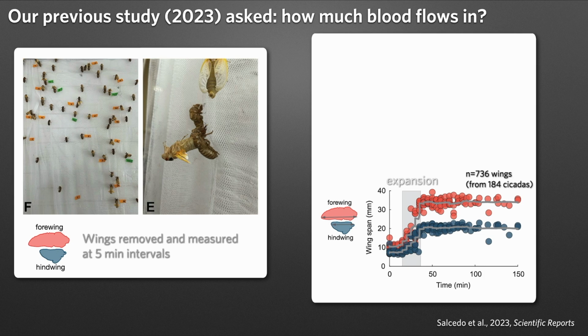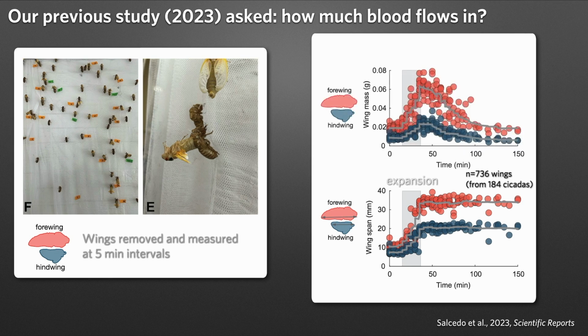Okay, so all these points that you see here, these 736 wings from 184 cicadas, those are all at these 5-minute intervals. So you see here that the wingspan goes up over the course of about 30 minutes. That's the expansion. That's as expected. So what you're looking at here is what happens to the wing mass over this same time period. And what you see is that there's a massive amount of blood that flows in, roughly changing the mass of the wing by a factor of 3.